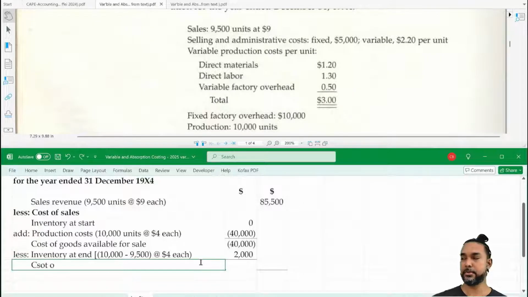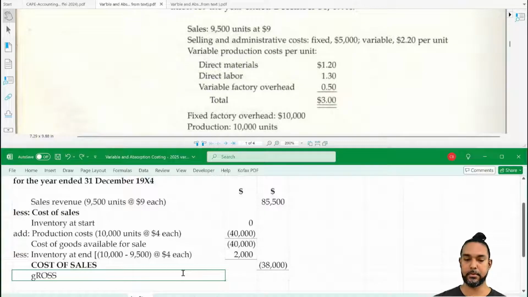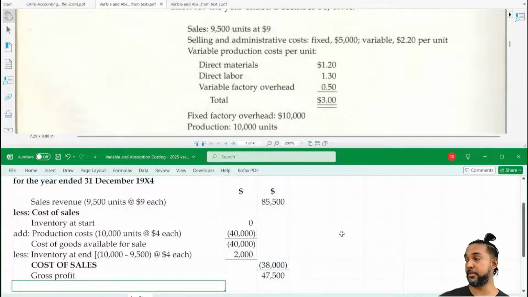So now the cost of sales, right, is equal to 40 minus the 2, which is 38,000. All right. And now to find the gross profit, all we do is we take the 38 from the 85.5, right? Now we're not done, right?